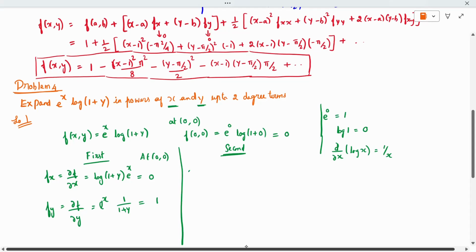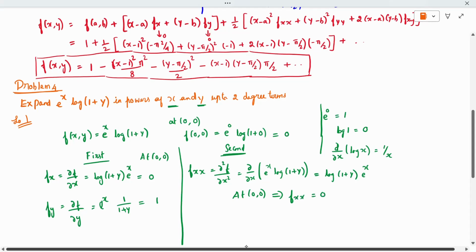So 1 will be the answer at the point. Same way when you do it for the second order derivative. ∂²f/∂x² is nothing but ∂/∂x of e to the power x log of 1 plus y. When I differentiate, log of 1 plus y is a constant, and e to the power x is e to the power x only. At the point (0, 0), your fxx will be the same thing: log 1 is 0, e to the power 0 is 1. So 0 only. Fxx is 0.